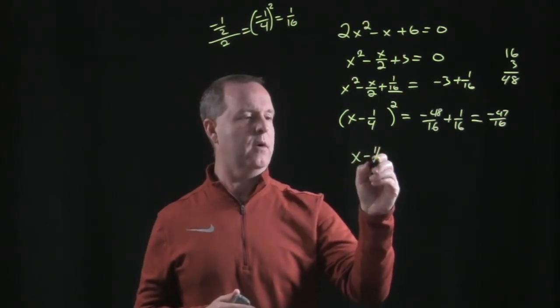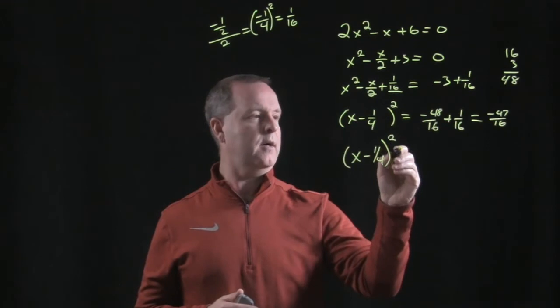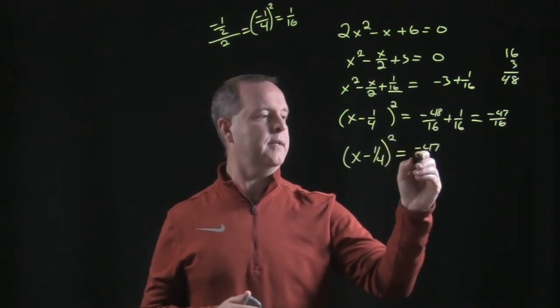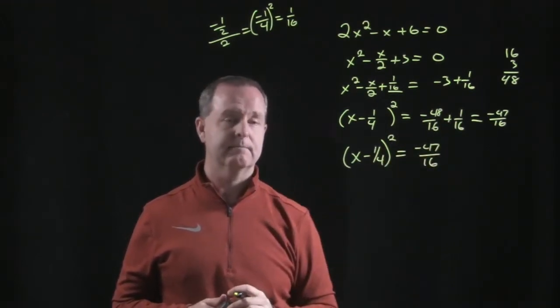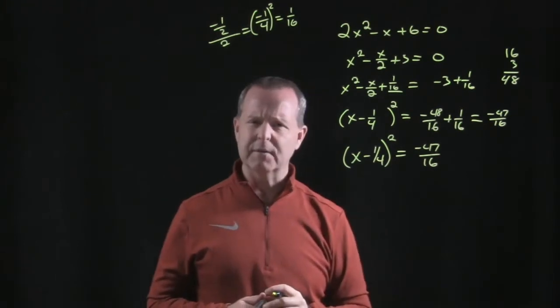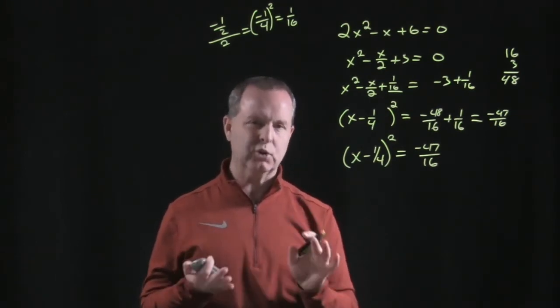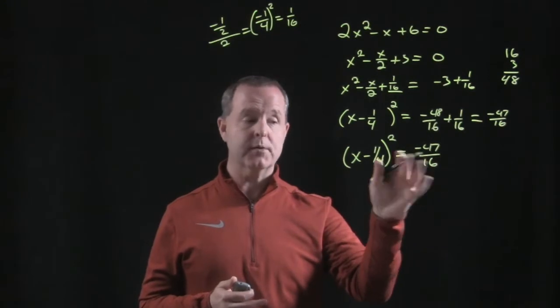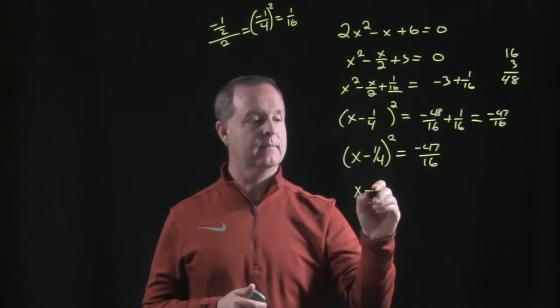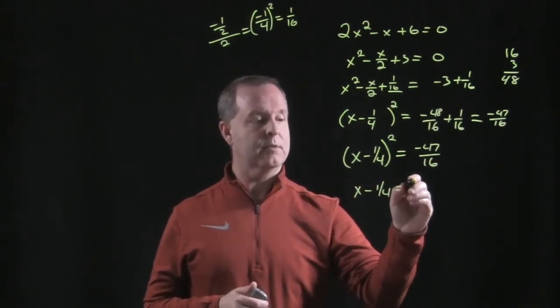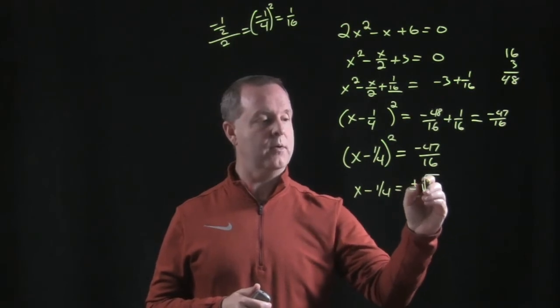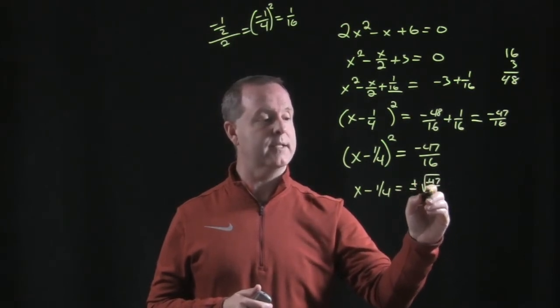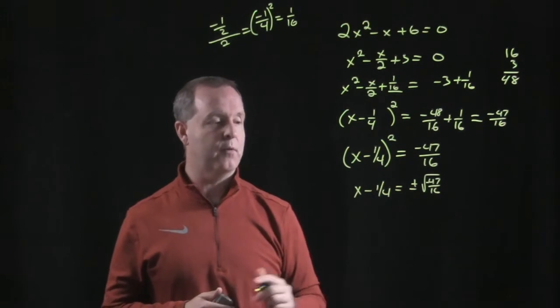All right, let me clean that up a little bit so we have an idea where we're going. (x - 1/4) squared equals -47/16. Not awful numbers, but enough to make it a little tricky. Take the square root of both sides. Equals plus or minus the square root of -47/16. Add 1/4 to both sides.